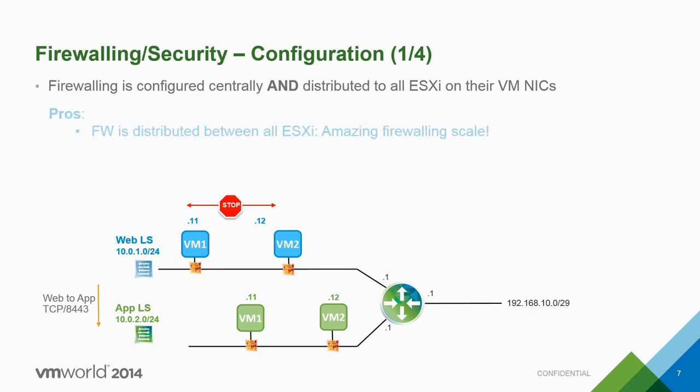So what does that give you? That gives you amazing performance. And we'll talk about performance in a few slides. If you ask me how much my firewall can push, I cannot give you a number because I don't know how many ESXi you have. The more ESXi you have in your vCenter, the more firewall capacity you have. Make sense?